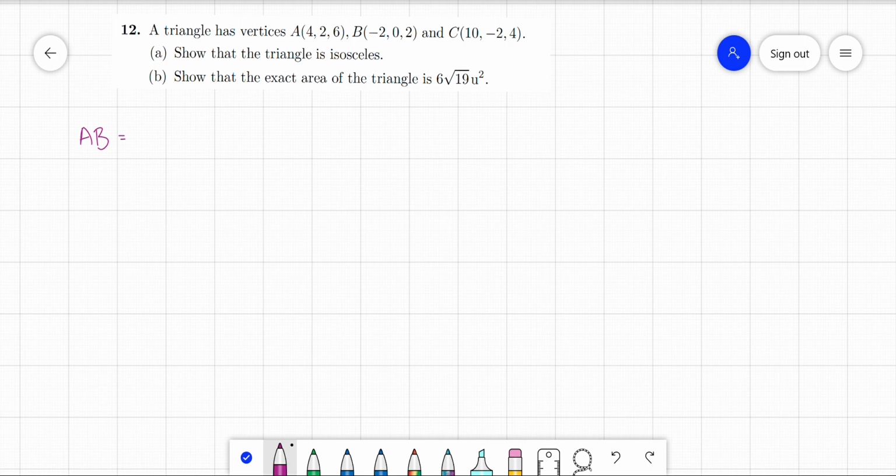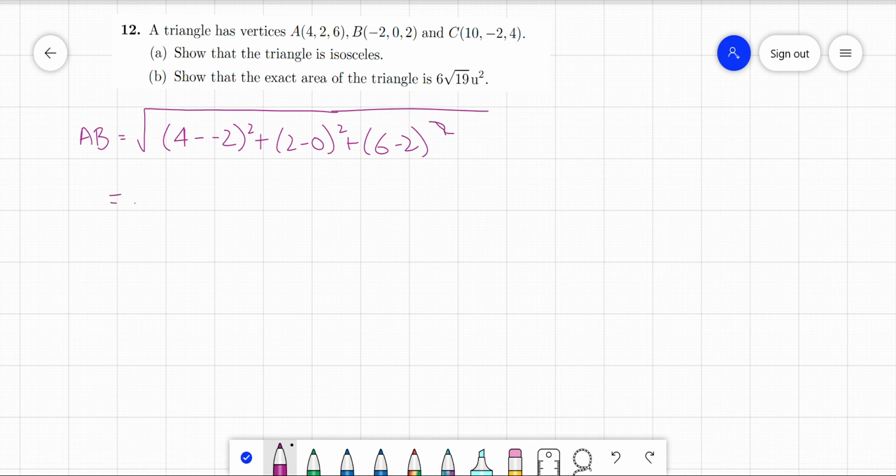So we know that that is the square root of, if we're looking for distance, 4 minus 2 squared, 2 minus 0 squared, and 6 minus 2 squared. Hopefully I've got those right. So you can see that is going to be 4 plus 2 is 6, so 36, 2 is 4, 4 is 16. Whatever that is. Now, what if I tried AC?